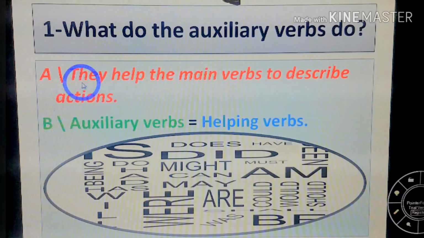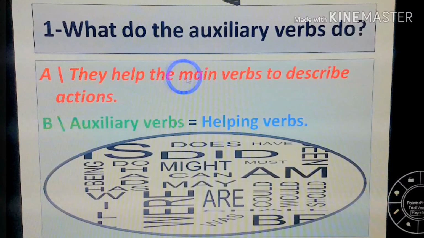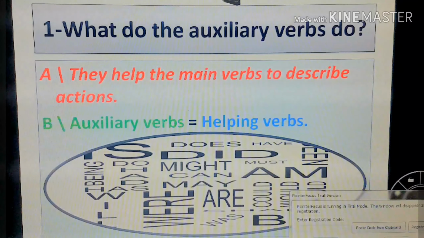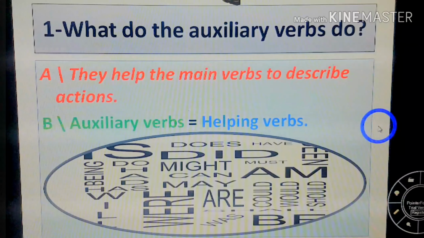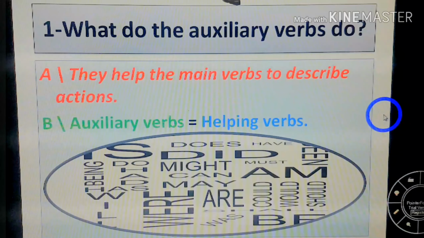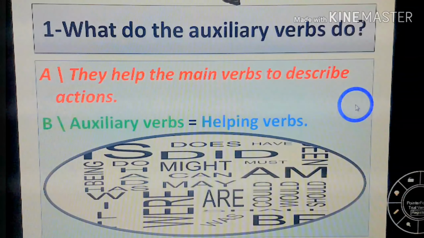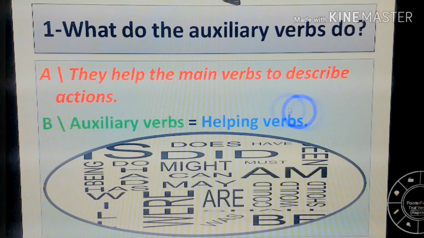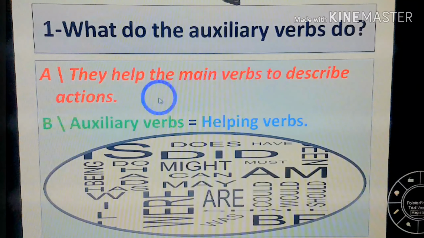Look here. The auxiliary verbs help the main verbs to describe the action. Okay, this is number one. So, simple. In short. The auxiliary verbs help the main verbs to describe the actions. So we have the auxiliary verbs that help the main verbs to describe the action, to describe an event. They help with the description. So the auxiliary verbs here describe or help the main verbs to describe the actions.